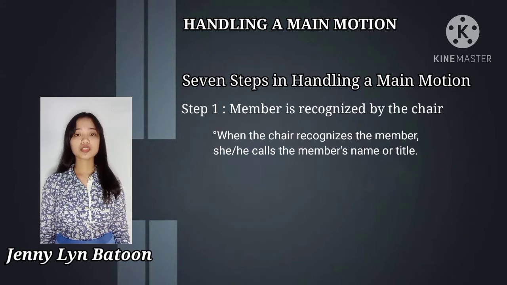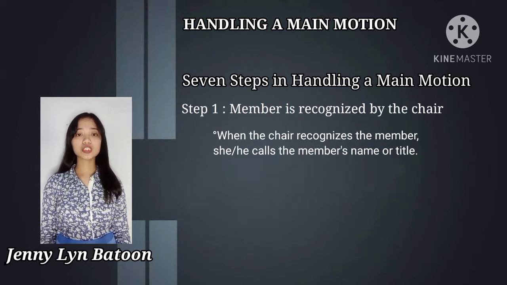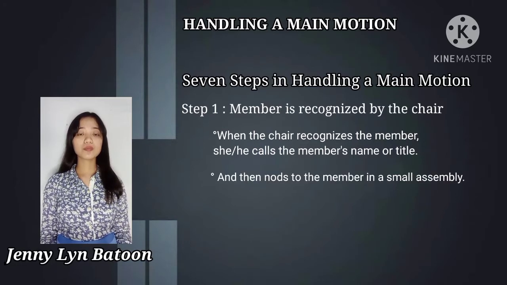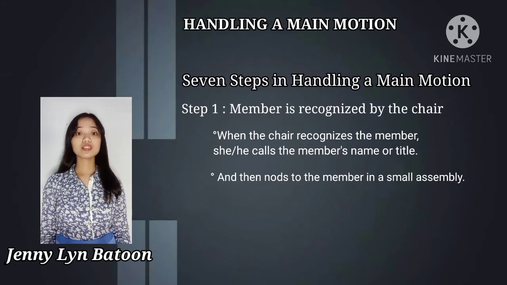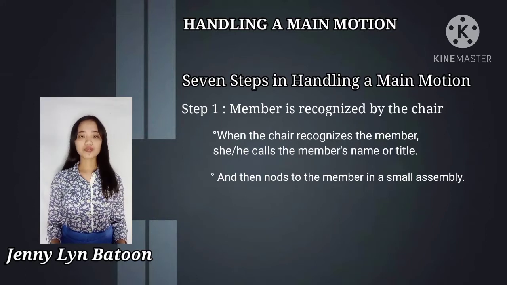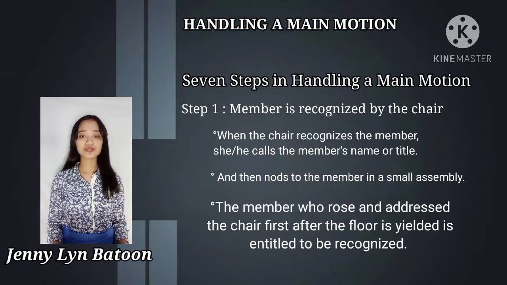When the chair recognizes the member, he or she calls the member's name or title, and then nods to the member in a small assembly, which signifies that they have the right to speak at that time. You may ask, what if 2 or more members rise at the same time? The member who rose and addressed the chair first after the floor is yielded is entitled to be recognized.